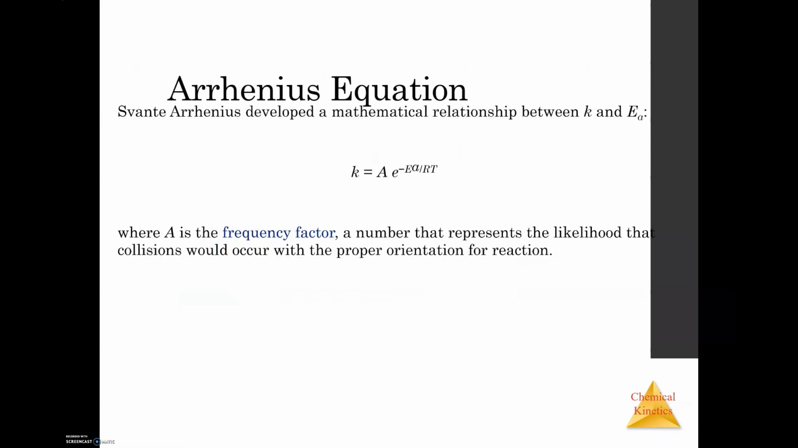The Arrhenius equation is a very important equation. It's something that you want to make sure you write down. It's represented by k, the rate constant, equals A times e^(-Ea/RT). We just saw that in the previous slide. So k, again, is the rate constant. A is the frequency factor, and it represents the number of collisions of the proper orientation.